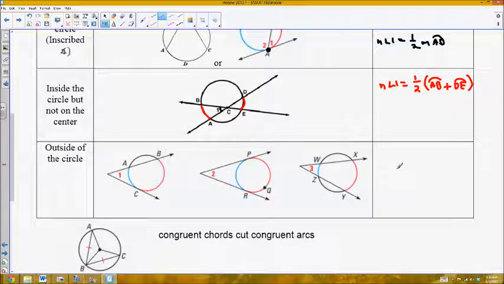When I have angles outside the circle, rather than half the sum, it's going to be half the difference. In each of these it's the same situation. The measure of angle 1 is 1/2 (BC minus AC). Okay, so rather than the sum, it's the difference. For angle 2, it would be (PQR minus PR) divided by 2, and 1/2 (XY minus WZ) would give me the measure of angle 3.